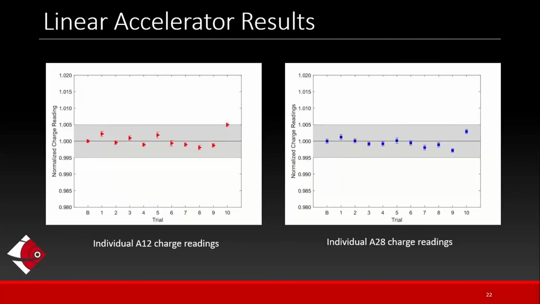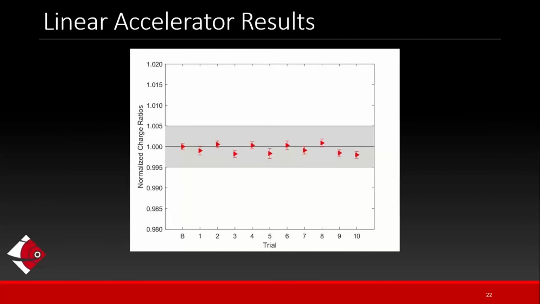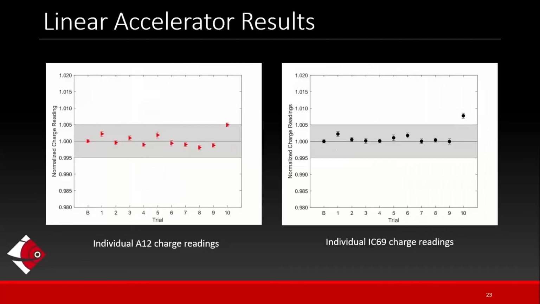Now moving on to the linear accelerator measurements. Shown here are the A12 and A28 charge readings for those same days for the linear accelerator methods. As you can see, the precision of these values is a lot smaller than the precision of the strontium-90 results, but that final data point is once again trending upward. When comparing the ratios, one will find that they all fall within the set threshold.